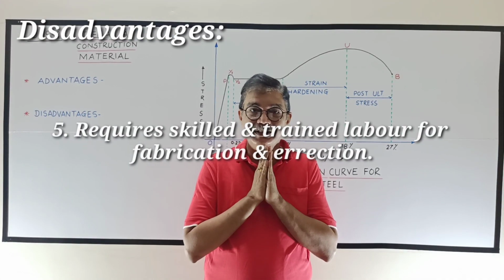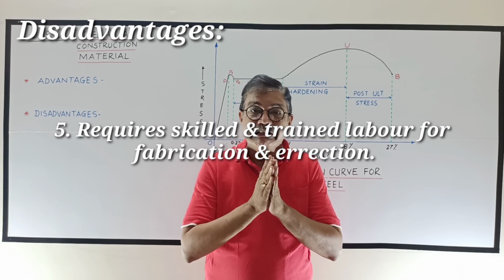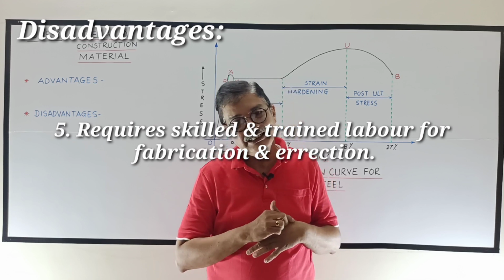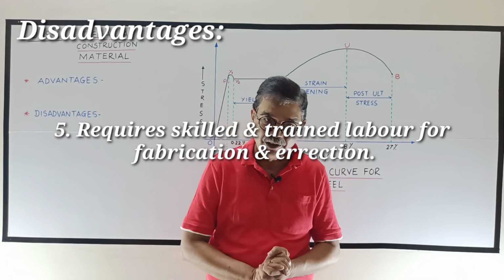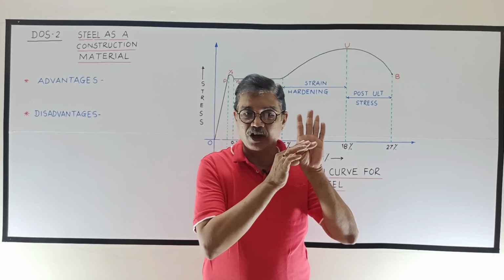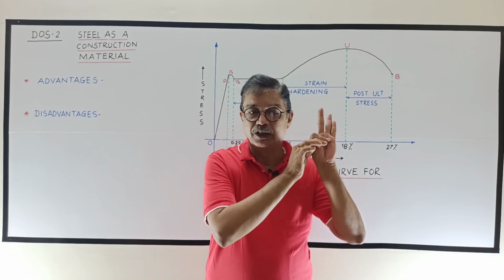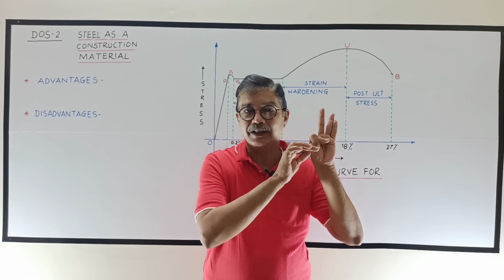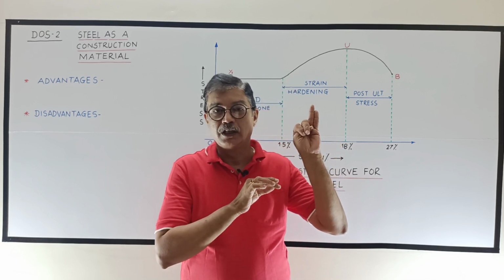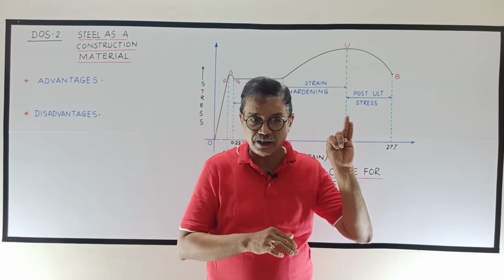And the fifth one is, it requires skilled and trained labor for fabrication as well as erection. So these are the disadvantages. I will repeat once again. High cost. Second, susceptible to corrosion. So anti-corrosive treatment increases the cost. Third one, it loses the strength rapidly during the fire.